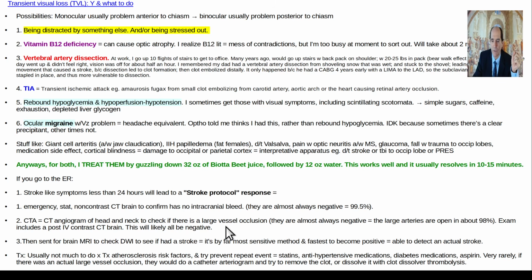And this is the one where if it's positive in the acute setting, they could potentially go in there with a catheter and pull out that clot. But again, that's a rare type of stroke to have. But it can happen. It does happen.